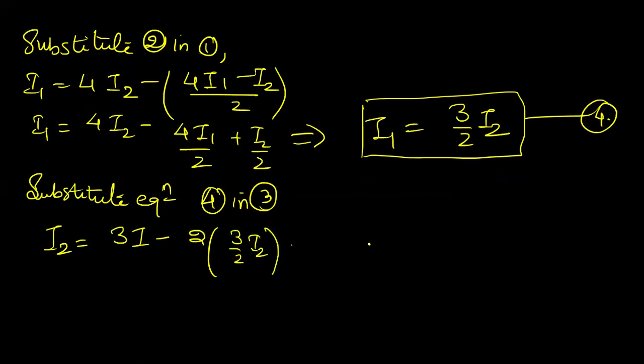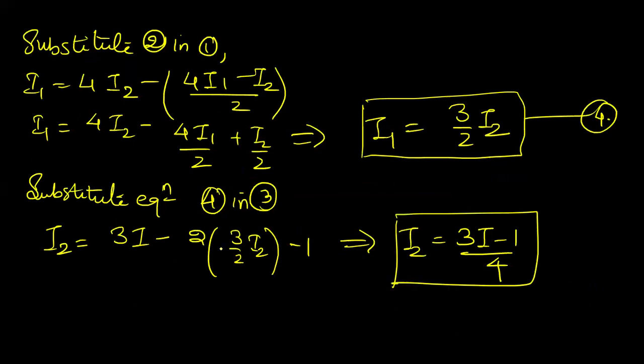So again, just solve this equation. On solving this equation, you get I2 equal to (3I minus 1) by 4. This is very simple to solve. At least you can solve the RHS part. Only you need to solve the RHS part and you will get this equation. (3I minus 1) by 4 will be your particular answer in this case. Give this as equation 5.